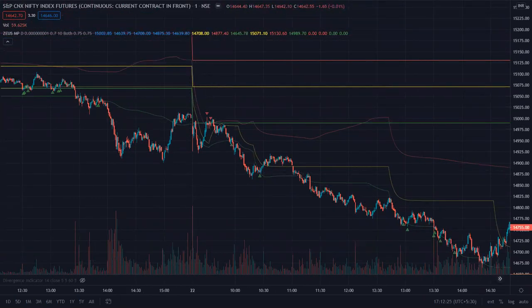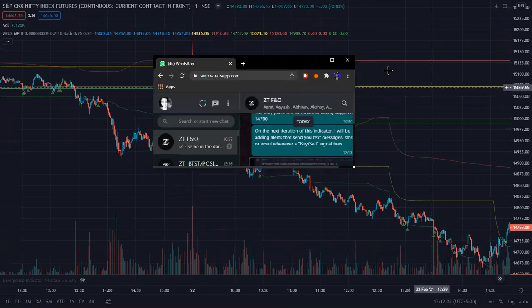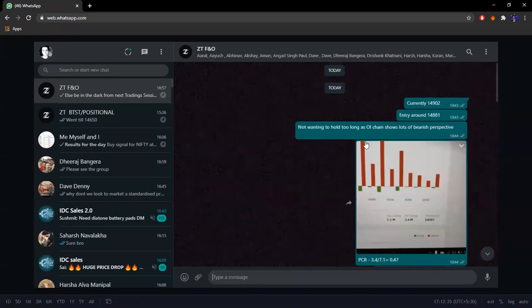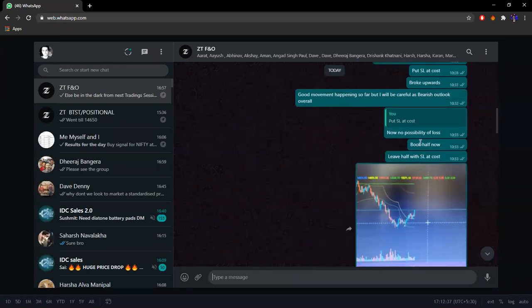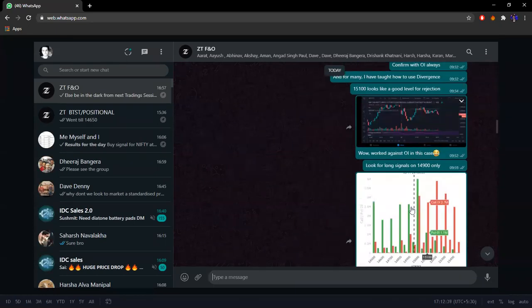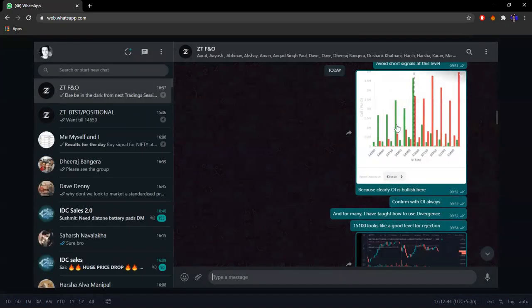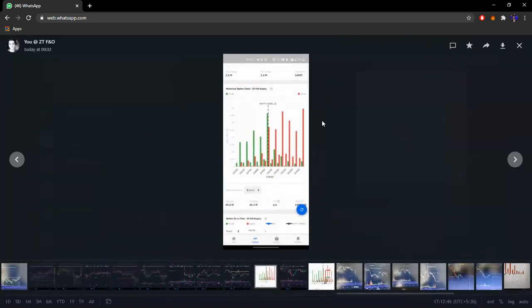I will show you. I sent a photo on the groups. Let me just load that also. Okay, so this was the market at the time of the signal. And let me zoom into this.